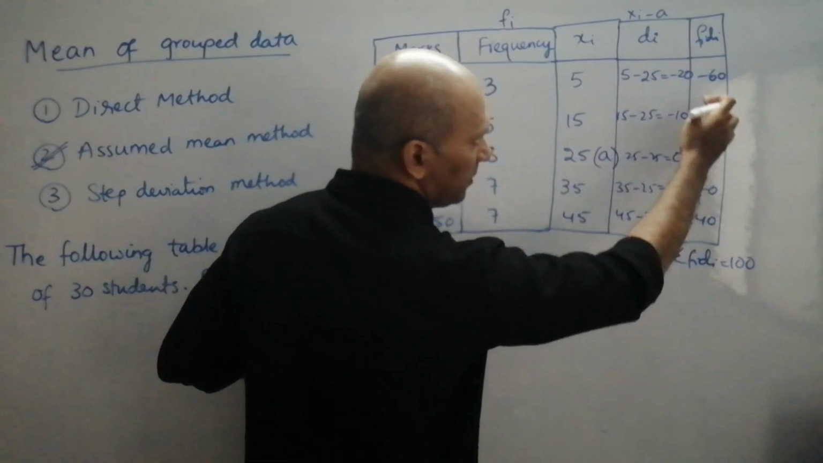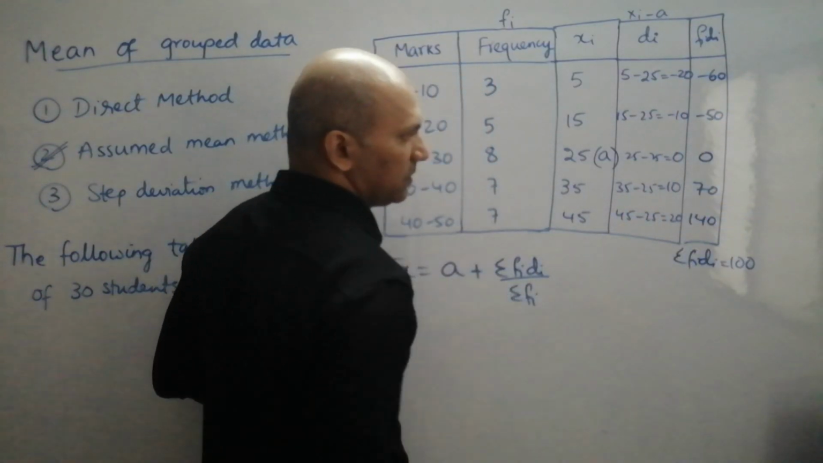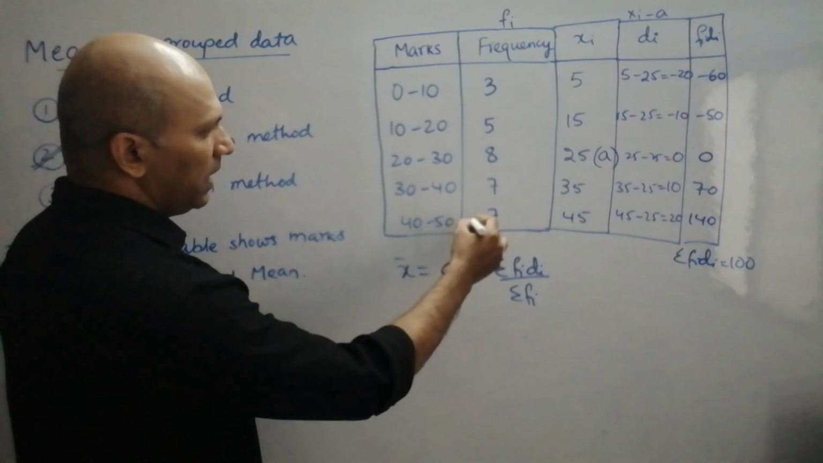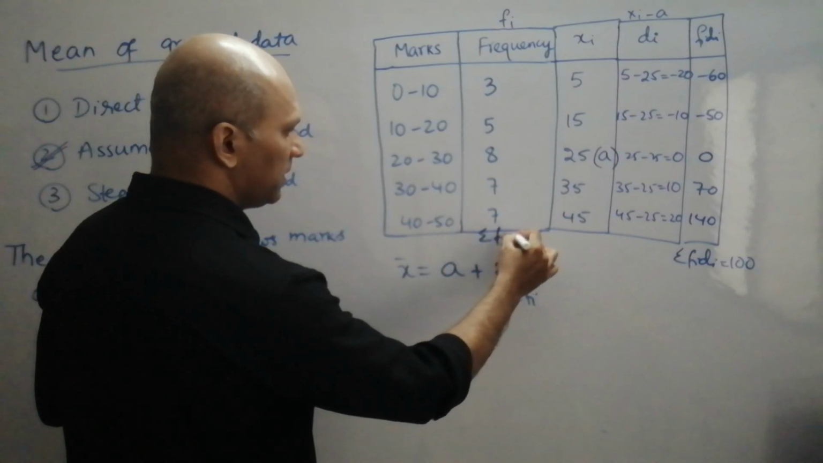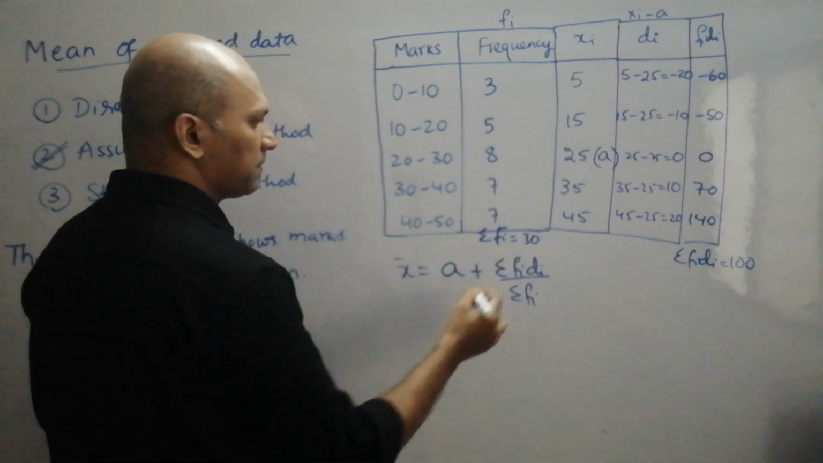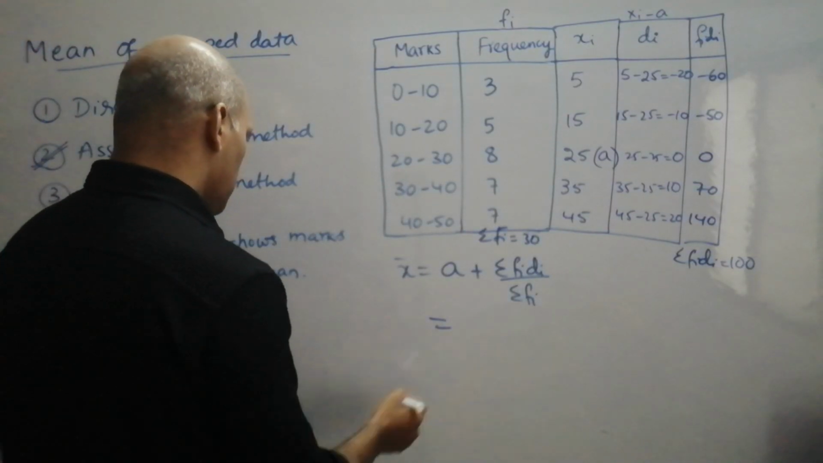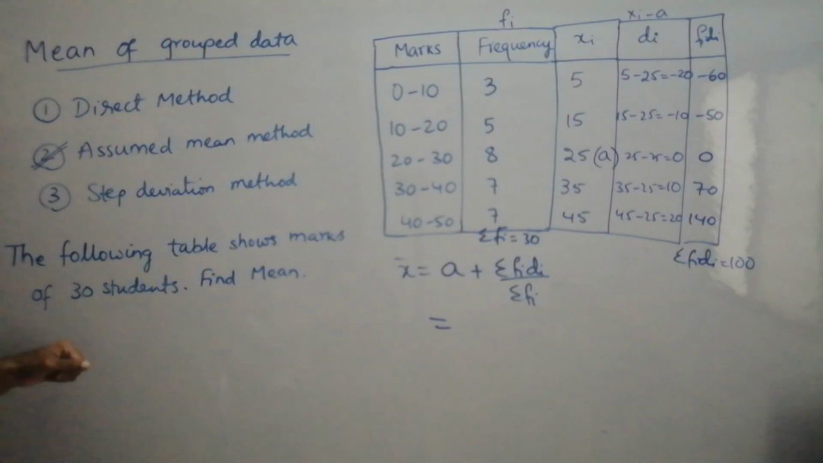We added all this, right? The minus signs, and 70 and 140. And sigma fi is equal to 30, because this was given in the question, 30 students, right?